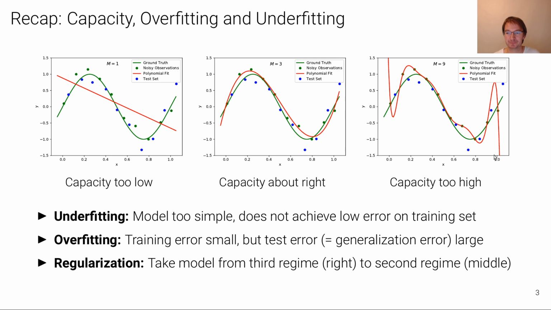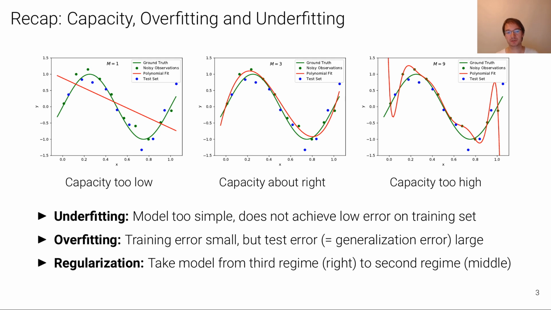On the other side, if the model capacity is too high, if we have too many parameters, in this case we have 10 parameters for a polynomial of degree 9, then we can fit the training set very well. In this case, we minimize the training error to 0 even. This red curve goes precisely through all the green training points. However, the test error or generalization error is very large. The model doesn't generalize well. For instance, this point here is very poorly approximated through this red curve. And this is called overfitting.